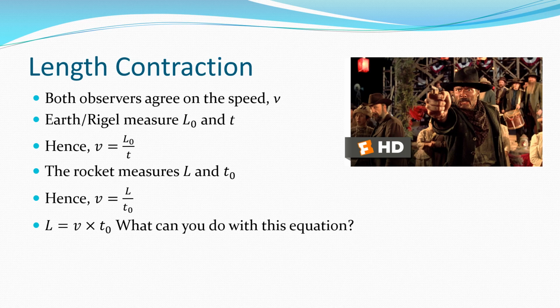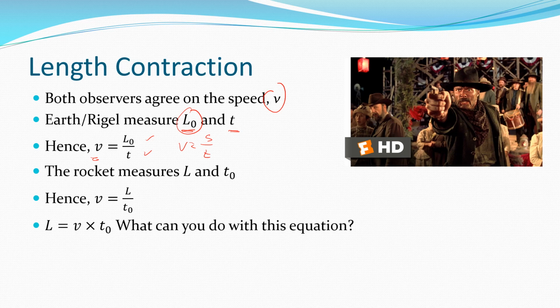Now, everybody's agreeing on the velocity. Earth Rigel system measures the proper length and the relativistic time. So, velocity is displacement over time. That's what that one's telling us. That's just velocity is displacement over time. It's just that the displacement is the proper length and the velocity we agree on is 0.999 speed of light.